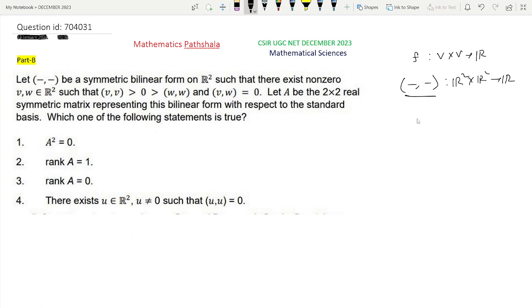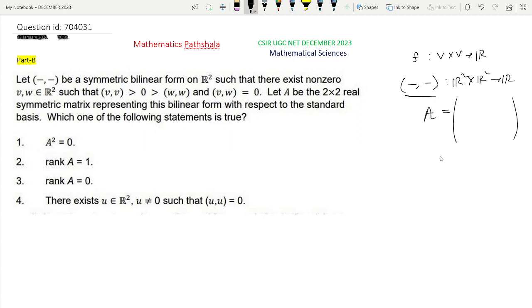Now for this bilinear form, there is a matrix, like for a linear operator. There is a matrix representing that linear operator. In exactly a similar manner, there is a matrix representing this bilinear form. When it is from R2 to R2, this matrix is a 2 by 2 matrix, and the elements will be like this. If we take the standard basis, this matrix will be with respect to the standard basis.